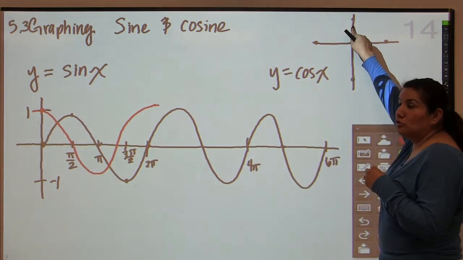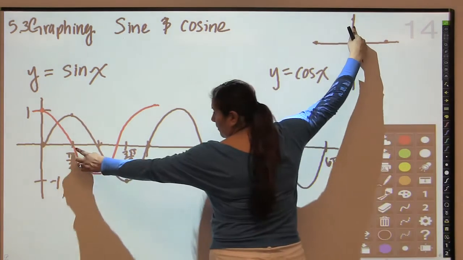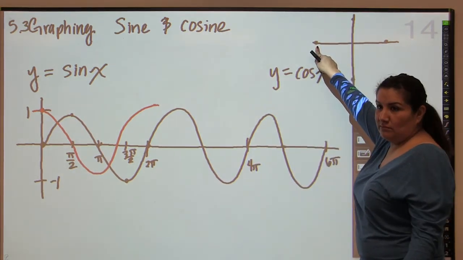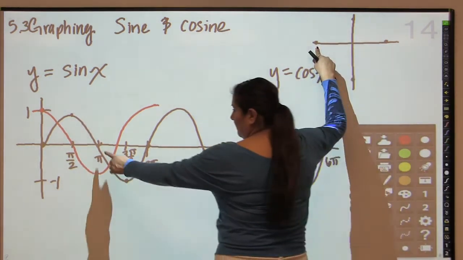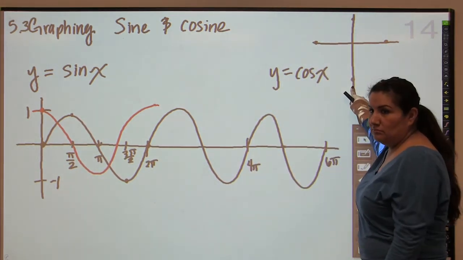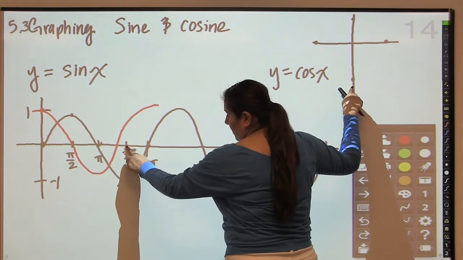Then when you get to pi over 2, the x coordinate is 0. So pi over 2 is 0. Then at pi, it's -1, right? So at pi, it's -1. At 3 pi over 2, it's 0 again. So I kind of missed the mark there, but it should be here.